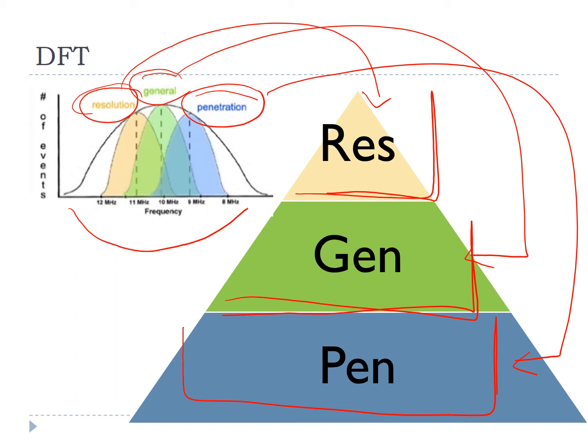High frequencies are good at shallow, detailed imaging or resolution. General frequencies are kind of our workhorse. They can do just about everything. They can do a little bit of resolution, a little bit of penetration. So they're good for those mid-range levels. And then penetration is what we really need to image all the way through the body, especially in larger habitus patients.